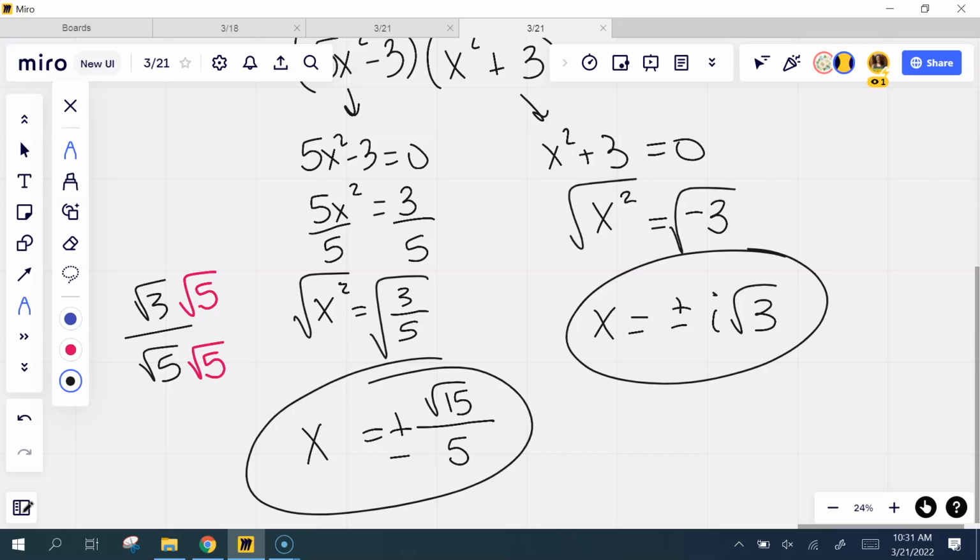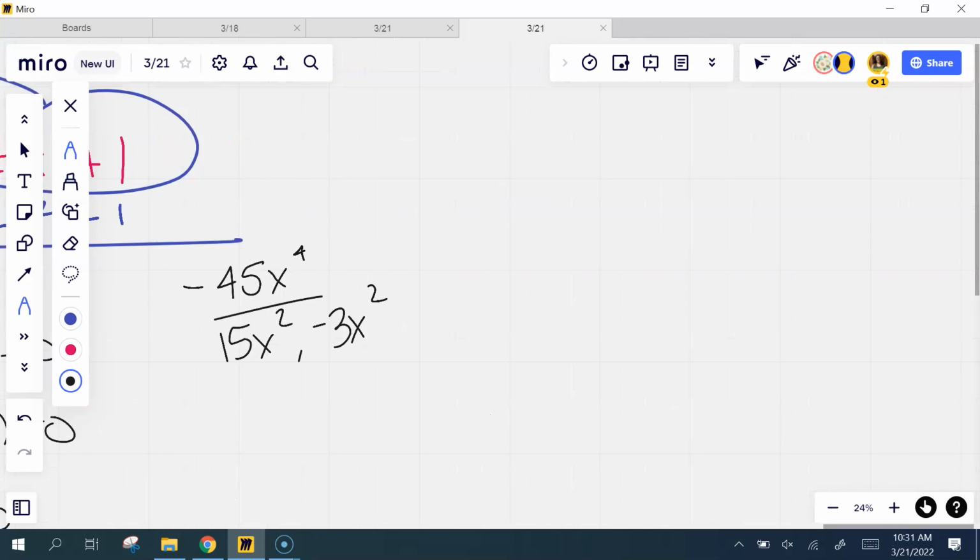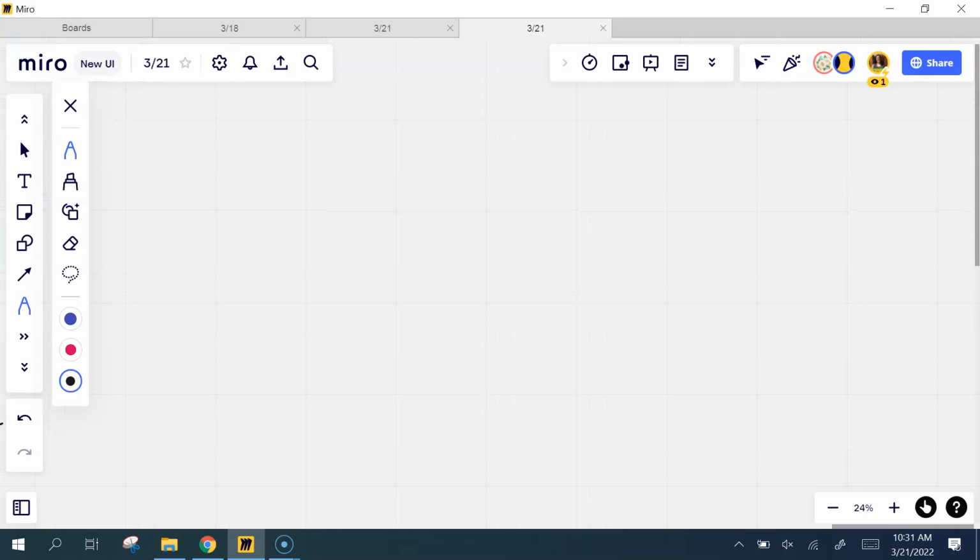What do you think? Do you need me to do another one, or are you ready to start on your own? Okay. You give me one that you think looks the hardest. 16? 15 or 16?